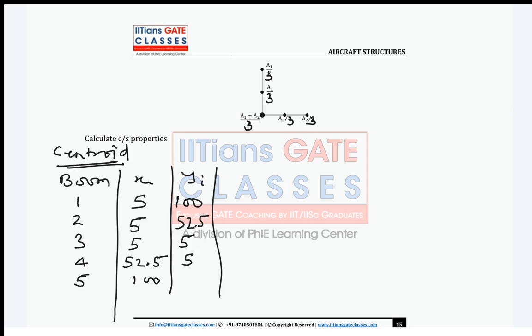What are the areas? 316.67, 316.67, then 633.34, then 316.67, 316.67.